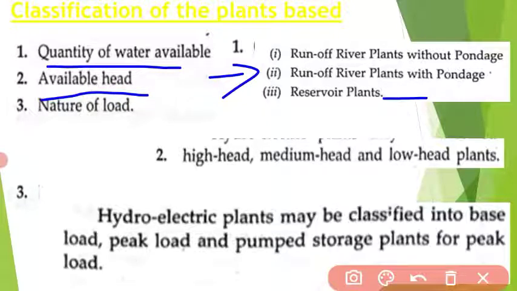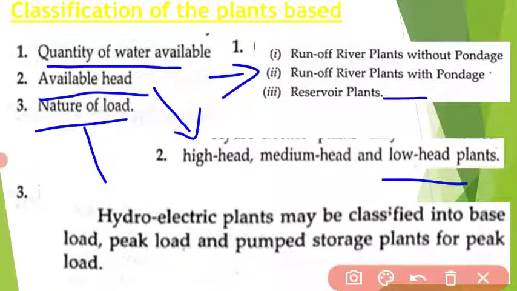Available head is classified as high head, medium head, and low head plants. Nature of load is classified as hydro base load, peak load, and pumped storage plants for peak load.